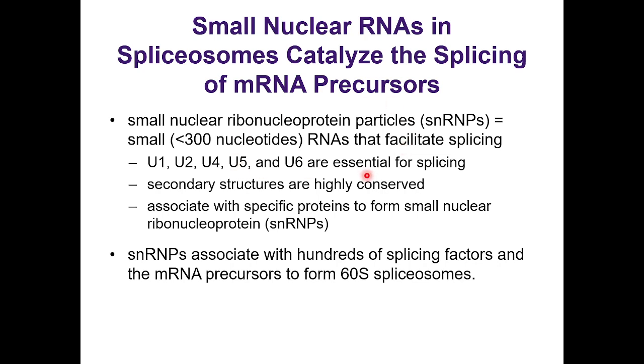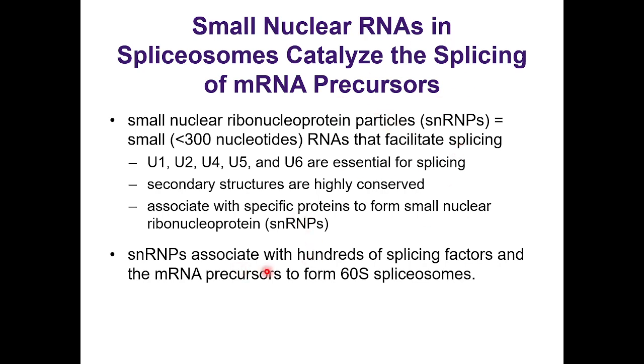And so the RNAs that facilitate splicing, these are U1, U2, U4, U5, U6. These are essential for the splicing. The secondary structures are going to be highly conserved. They're associated with these specific proteins that will form the small nuclear ribonucleic protein, or snRNP again. Yes, this was not particularly well advised. Particles, protein, both having the same abbreviation, right?